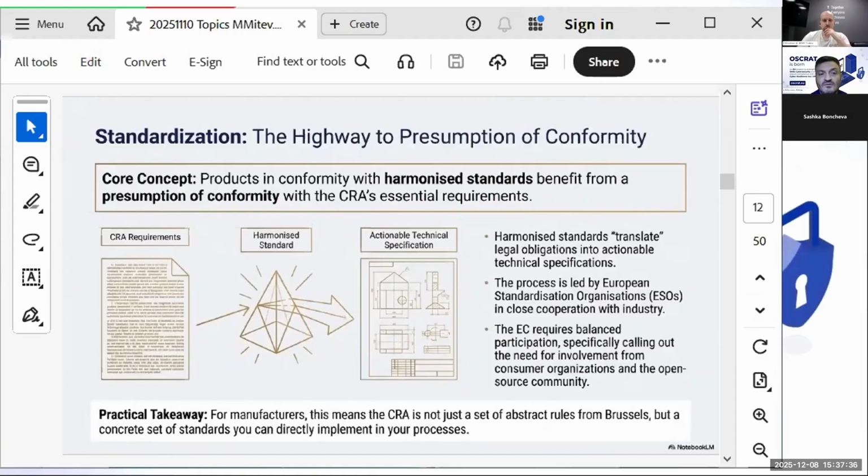The Commission also asks for balanced participation, including consumers and the open source community. For manufacturers, this means the Cyber Resilience Act is not just an abstract law. There will be real technical standards that guide your work.